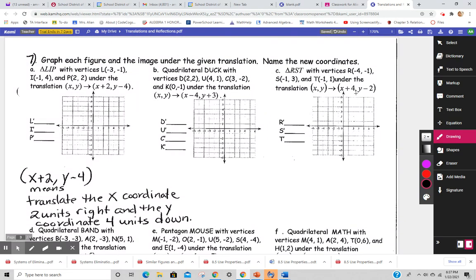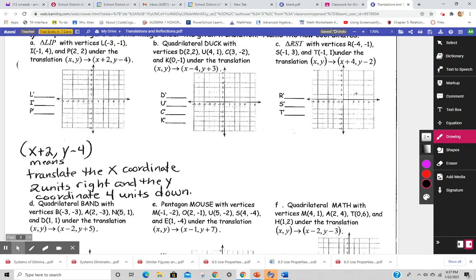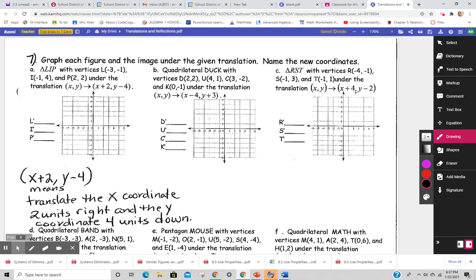I don't know how easy it's going to be to graph on this, but I'll do my best. Okay. So let's graph this triangle here. L is located 3 left, 1 down. 3 left, 1, 2, 3, and 1 down. So this is L.